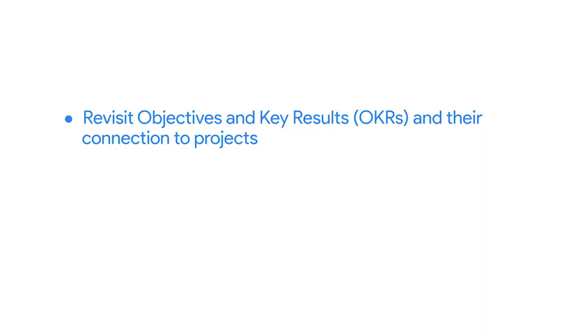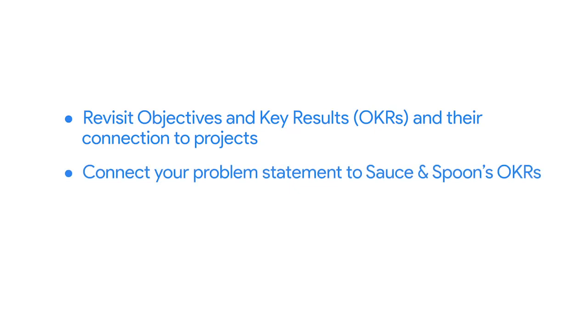Welcome back. In the last video, you practiced communicating project problems by writing a brief summary of an issue affecting Sauce and Spoon's tablet pilot. In this video, we'll revisit a concept from a previous course on objectives and key results, or OKRs, and their connection to projects. Then, in the upcoming activity, you'll connect your problem statement to Sauce and Spoon's OKRs.